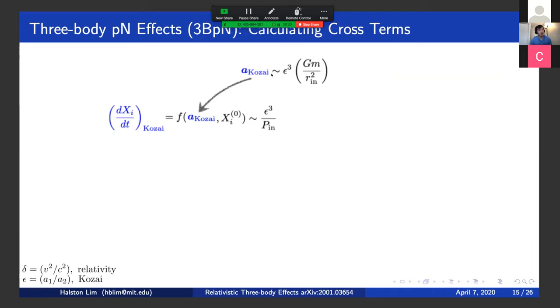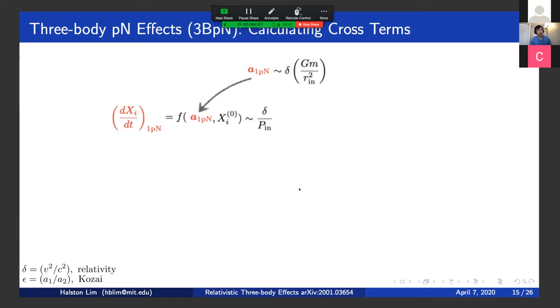So what if you take the Kozai acceleration from the Einstein-Infeld-Hoffmann equations, for example, just isolate this term and plug it in, you'll get that the perturbation due to the Kozai acceleration is going to be epsilon cubed over the inner period. Furthermore, you can integrate this perturbation and you can find that the change to the orbital element will scale in the same way. So that's pretty predictable.